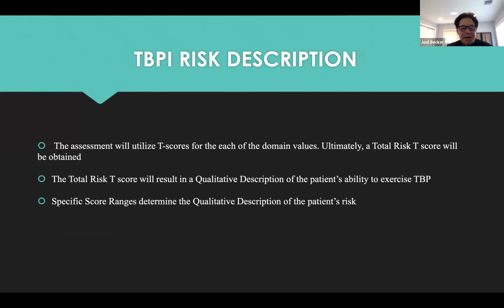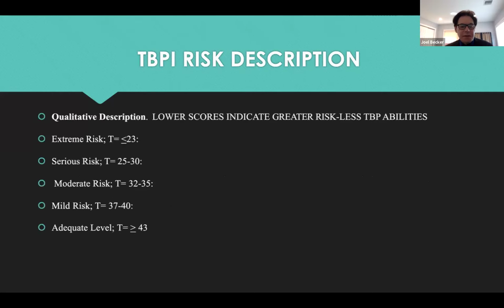The TBPI risk description ultimately will have a T-score that'll be the total risk score. That total risk score will have qualitative descriptions to indicate how capable this person is of exercising transmission-based procedures. Specific score ranges go into those qualitative descriptors. Again, lower scores indicate greater risk and less ability. So extreme risk would be a T-score of less than 23, and an adequate level would be a T-score of 43.